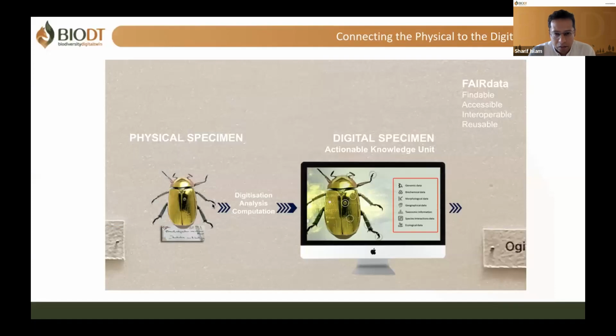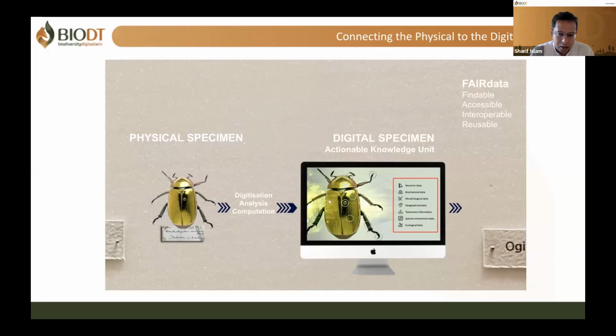So here's the big concept that we're working with, and this is also in a way similar to the digital twin idea. As I mentioned, all these physical objects we have in our collections around Europe, the estimate is 1.5 billion physical specimens. And of course, digitization is happening, but we want to take that digitization, analysis, and computation to the next phase with a FAIR digital specimen.